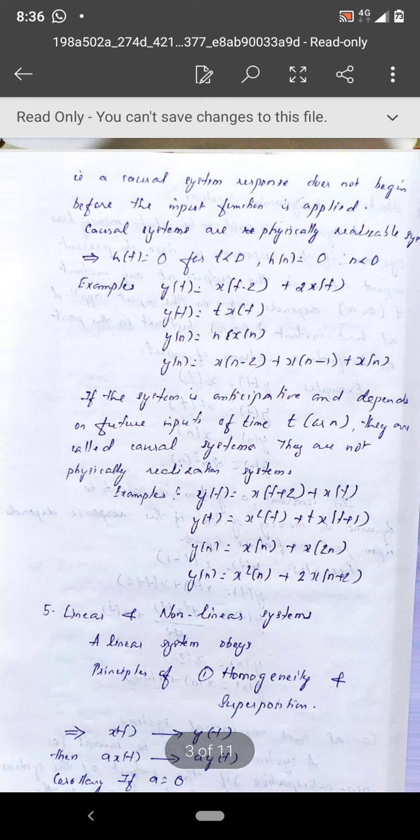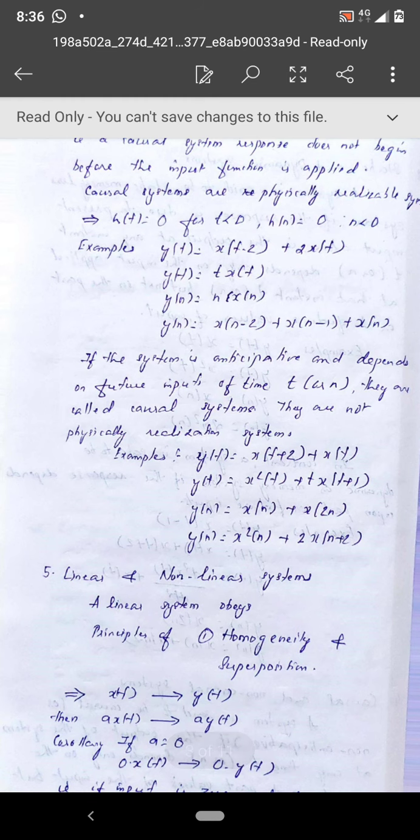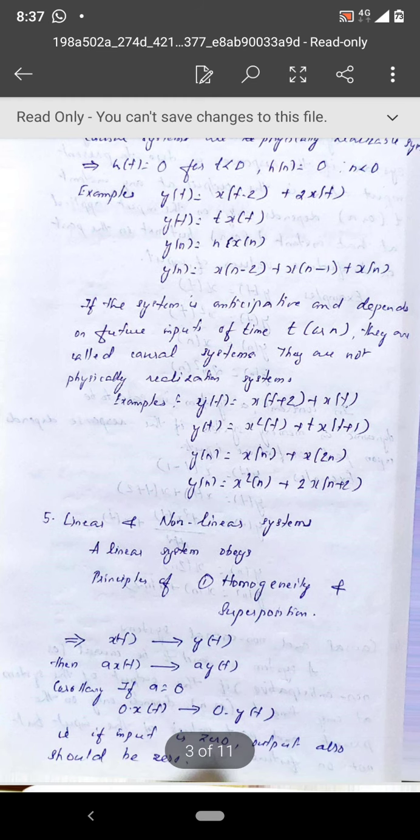Okay, and one more thing you have to keep in mind, which is the easiest way: for a causal system, its impulse response h of t is equal to 0 for t less than 0. In the case of discrete, h of n should be 0 for n less than 0. Okay, so that's a perfect way of describing a causal system. A causal system has its impulse response h of t equal to 0 for t less than 0, and for a discrete time system, h of n is equal to 0 for n less than 0. Okay, so causal systems are non-anticipative, whereas non-causal systems are anticipative.